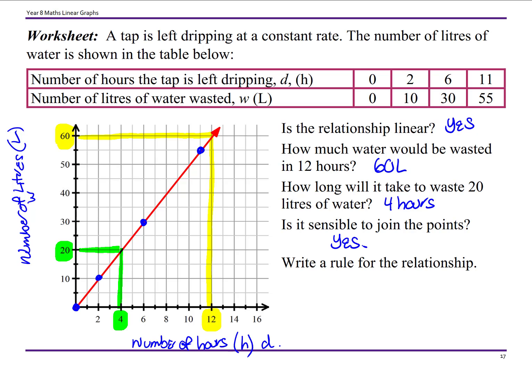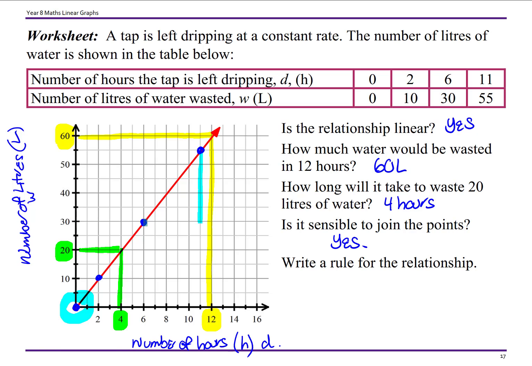Now, if we're writing a rule for the relationship, we always go with our fixed amount, like what is it at 0, our initial amount. And our initial amount, or our y-intercept, is 0 in this case. Okay, and then we need what our rate is, what our gradient is.